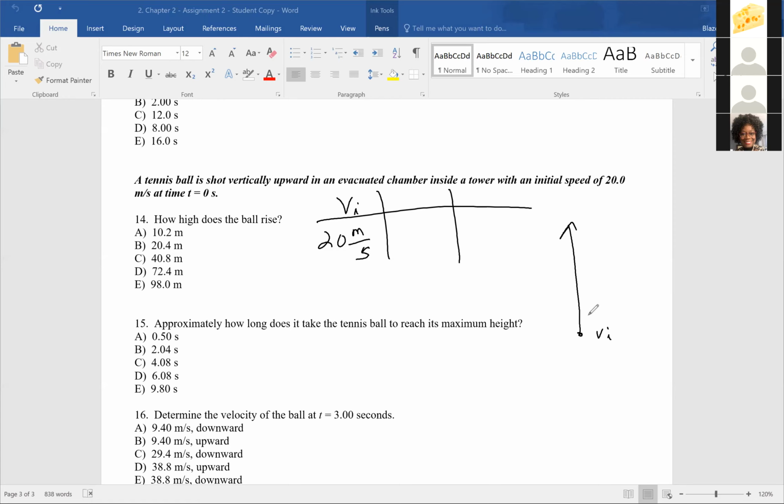So in order to find how high the ball rises, we know that at its maximum point, its final speed has to be 0, because it will rise until it reaches 0 and then it'll begin to fall. So therefore, we know that the final speed is 0. Then it says, how high will the ball rise? So I want to know what is y. How high will it rise?